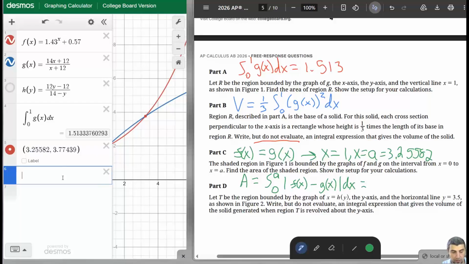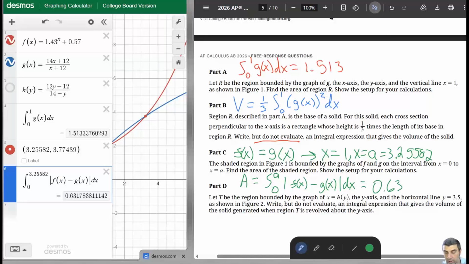So in Desmos, I'm going to go integral from 0 to a, but I'm just going to type the number in. And then absolute value symbols, f of x minus g of x dx, and I get 0.63178. So to 3 decimal places, you could write 0.631 or 0.632. They will accept both answers accurate to 3 decimal places, whether you round it or just chop it off.